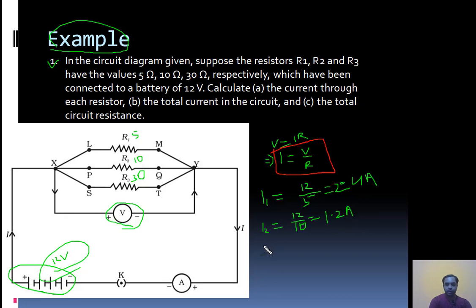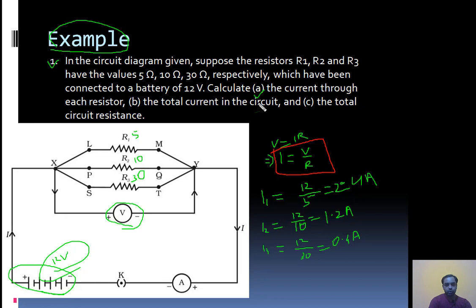ampere. Now I3 will be equal to 12 divided by 30. What is 12 divided by 30? 0.4 ampere. Okay, so this is A.